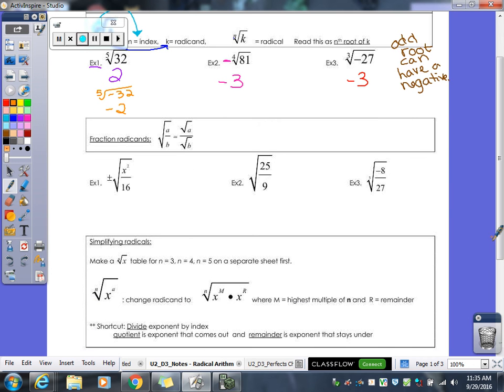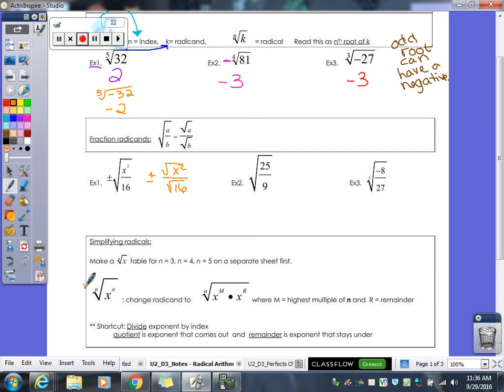If you have fractions, what you want to do is just separate it and then take the square root of the top, square root of the bottom. So for this one, I'd want to take the square root of x squared and the square root of 16 separately.